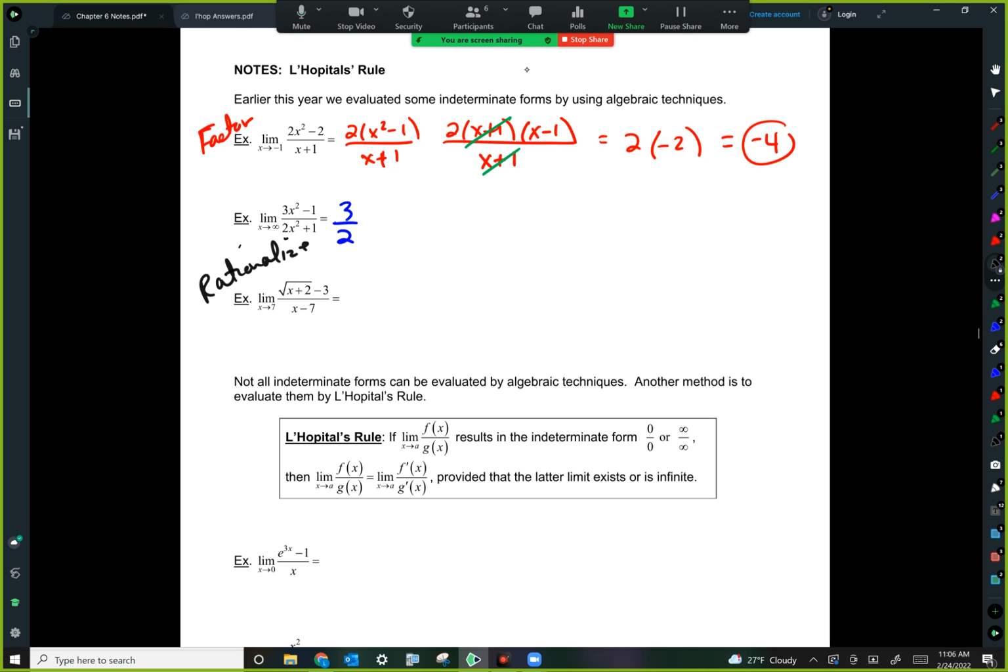I'll tell him that. So if I rationalize, I'm going to multiply the top and the bottom by square root of x plus 2 plus 3. We probably did this less than the other ones, but it was still one of those options. By the way, I'm not going to go through all that because this new method is going to keep you from having to do that.